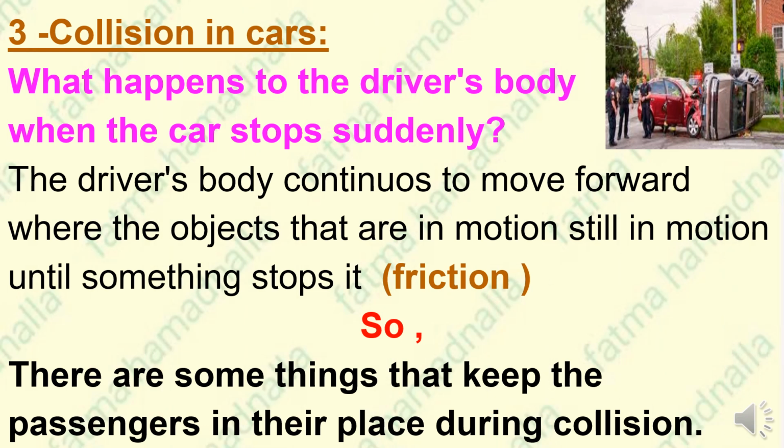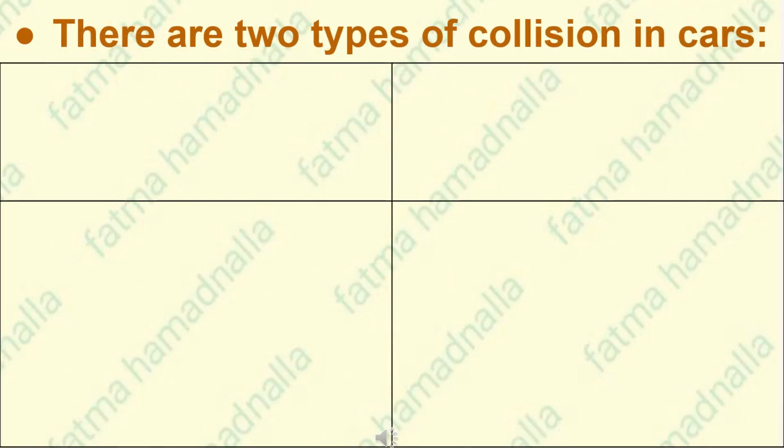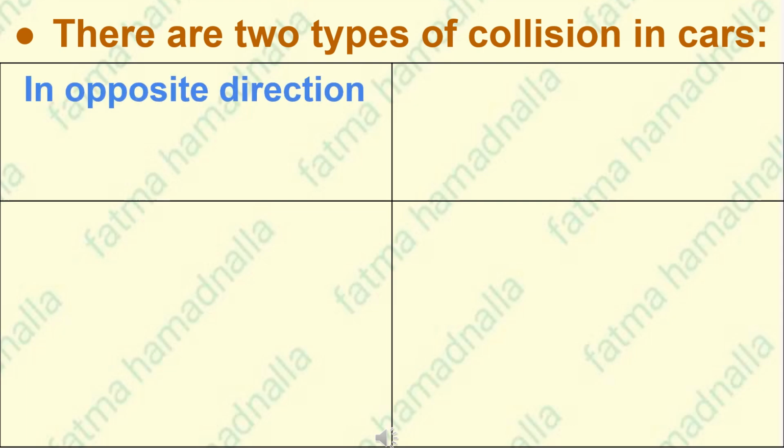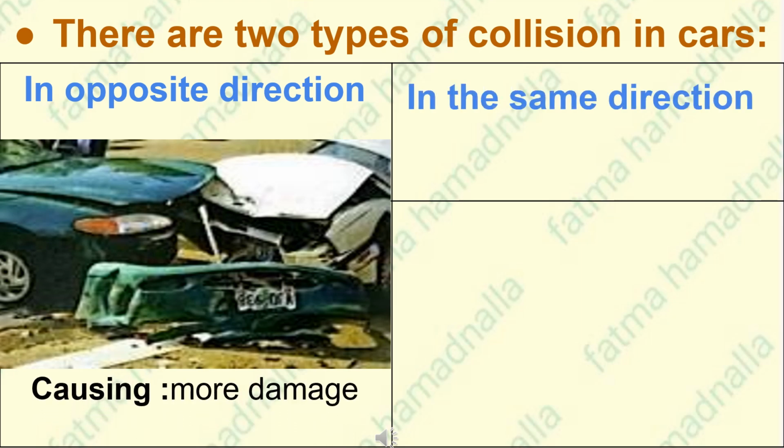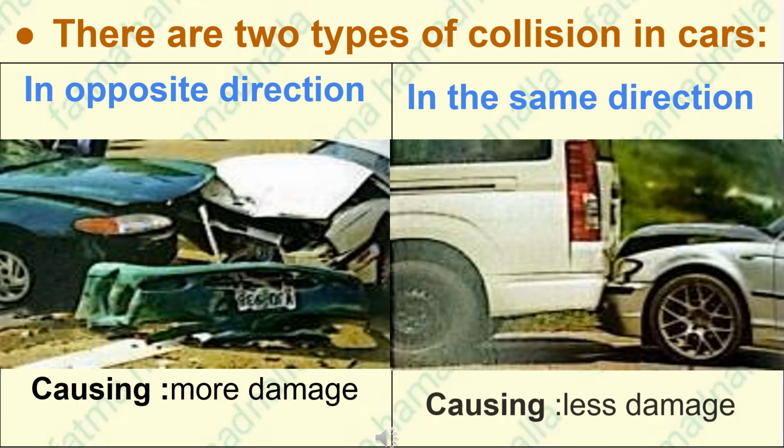In the last video, we discussed collisions in cars, right? Today, you need to know that there are two types of collisions in cars. Collision in the opposite direction, which causes more damage, and collision in the same direction, which causes less damage. Okay?